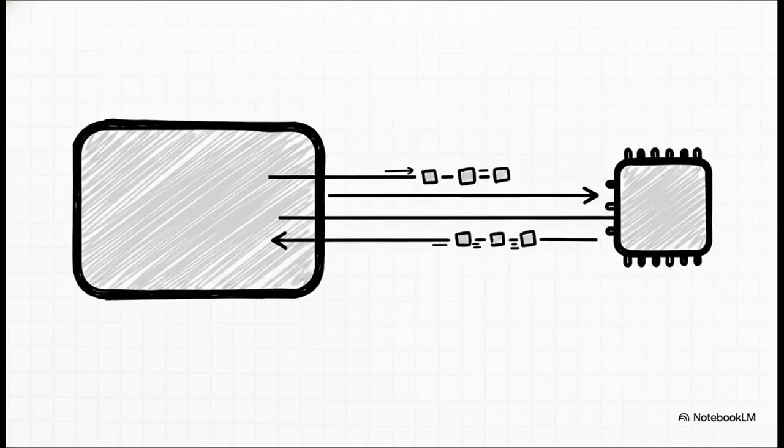To hit those crazy speeds, SPI typically uses 4 dedicated wires. You have MOSI for sending data out from the master, MISO for getting data back in, the serial clock line keeping the beat, and a chip select line to wake up the specific device you want to talk to. Having dedicated lines for sending and receiving allows for full duplex communication. Basically, they can talk and listen at the exact same time.